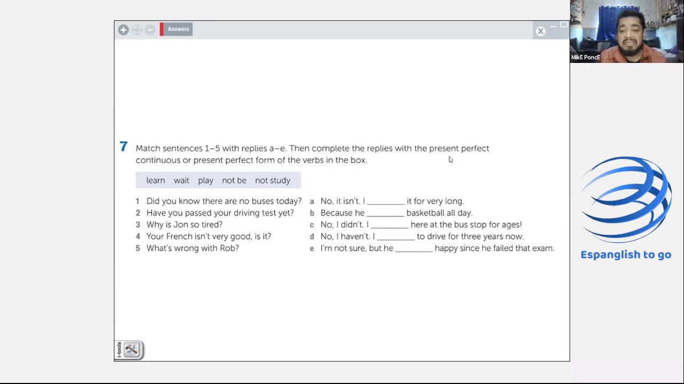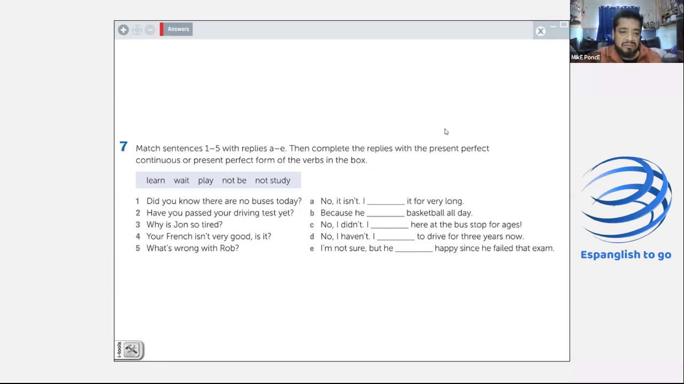A, no, it isn't. I eat for very long because he basketball all day. No, I didn't. Here at the bus stop for ages. No, I haven't. To drive for 3 years now, and I'm not sure, but he happy since he failed the exam. So, well, let's do number 1 together, guys.